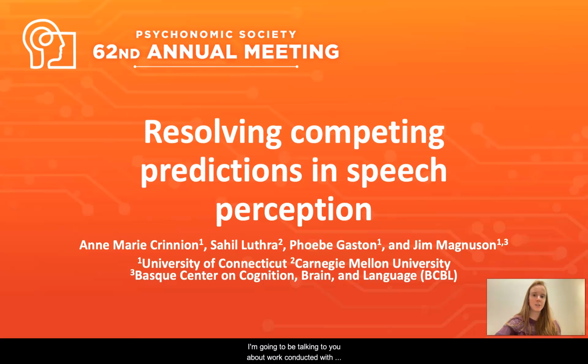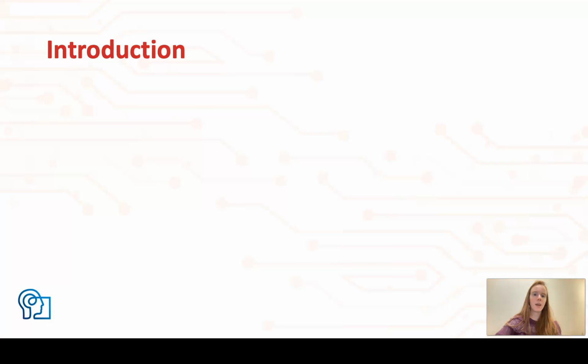Today I'm going to be talking to you about work conducted with Sahil Luthra, Phoebe Gaston, and Jim Magnuson about how people make use of multiple sources of information to interpret speech. Information at many levels of processing has been shown to influence speech perception.